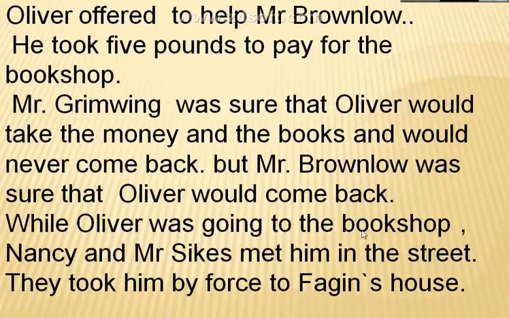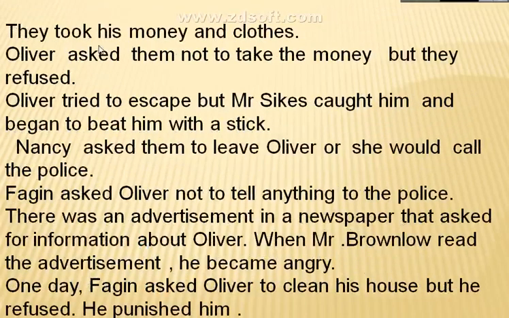While Oliver was going to the bookshop, Nancy and Mr. Sykes met him in the street. They took him by force to Fagin's house again. They took his money and the clothes. Oliver asked them not to take the money, but they refused. Oliver tried to escape, but Mr. Sykes caught him and began to beat him with a stick. Nancy asked them to leave Oliver or she would call the police. This means Nancy has a kind heart. She helped Oliver. Fagin asked Oliver not to tell anything to the police.